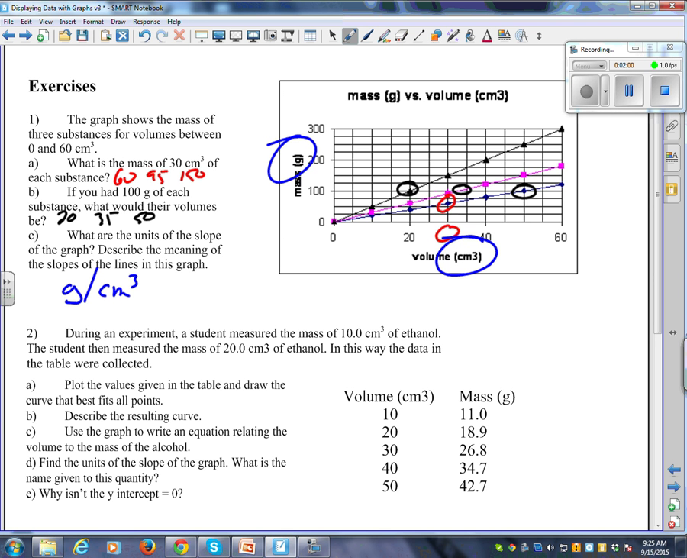Mine is different? Oh, you do? Okay. I gotta fix my... Thanks, Kurt. I gotta update mine, I guess, eh? Okay, I'm gonna do that. Did I do the right question, though? What are the units of the slope? Okay, so I'm still good. So grams per cubic centimeters, right?